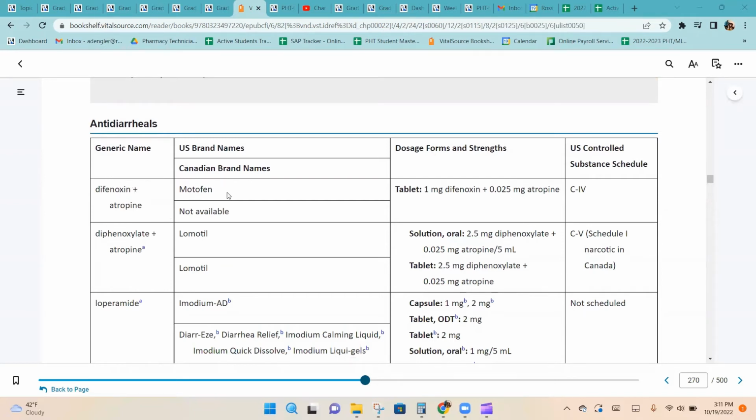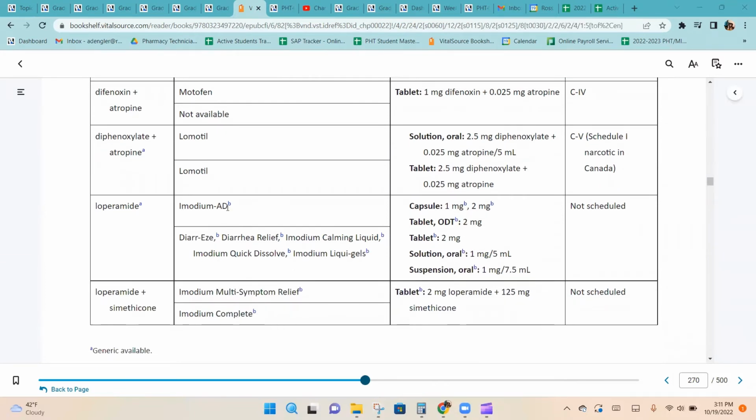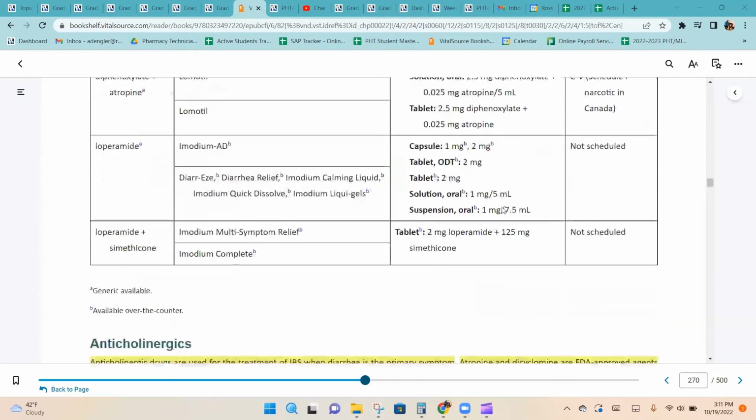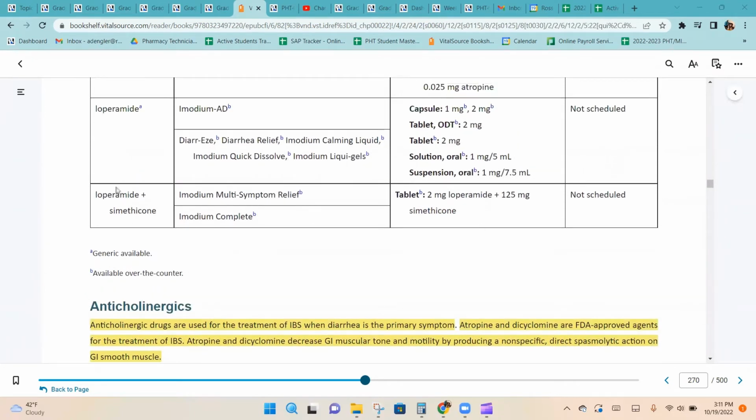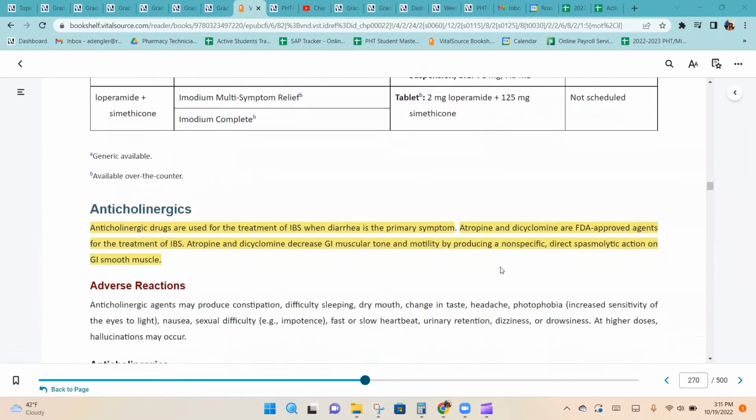So diphenoxylate and atropine is Motofen. So there's 2 drugs there: diphenoxylate and atropine. This has a solution and a tablet, it's Lomotil. And then Imodium AD is loperamide, which is available in a capsule, tablets, and solution suspensions. And then we have loperamide and simethicone, which is a diarrhea pill with a gas pill in one.